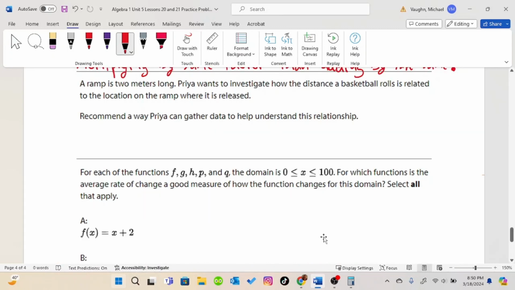A ramp is 2 meters long. Priya wants to investigate how the distance a basketball rolls is related to the location on the ramp where it is released. Recommend a way Priya can gather data to help understand this relationship.